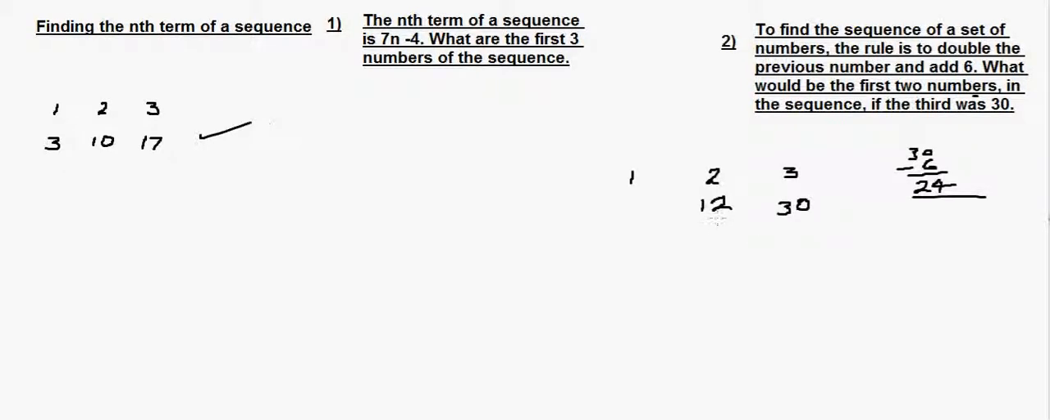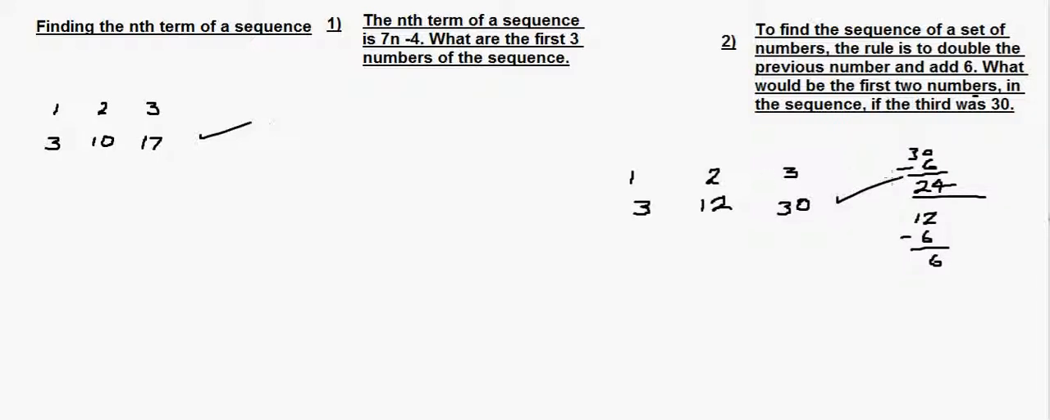So again add 6, so we subtract 6, so 12, take away 6, gives us 6, and the rule is to double, so we would half, and half of 6 is 3. And again you could check it, so 2 3s are 6, and we add 6 does give us 12. So I know this is right.